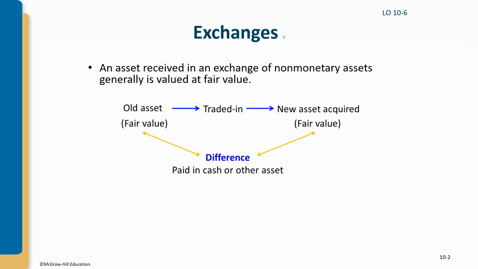So an asset received in exchange of non-monetary assets generally is valued at fair value. So the old asset has a fair value, traded in, the new asset has a fair value. The difference is usually paid with cash or other assets. So here you're exchanging an old asset for a new asset and either paying with another asset or cash for the difference.